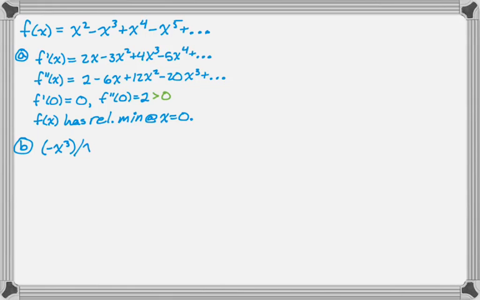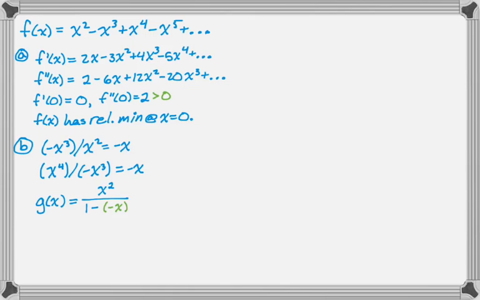So I'm going to do negative x cubed divided by x squared gives me negative x. I'm going to check that by doing x to the fourth divided by negative x cubed, which also gives me negative x. So r is equal to negative x, and the first term of the thing is x squared, just by looking at it. So it's first over 1 minus the ratio. So x squared over 1 minus, and then the ratio is negative x, which clearly simplifies. And then r is negative x, that's our ratio.